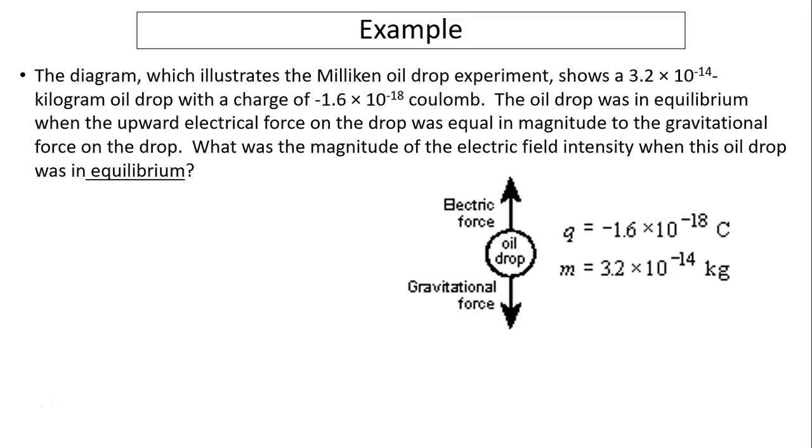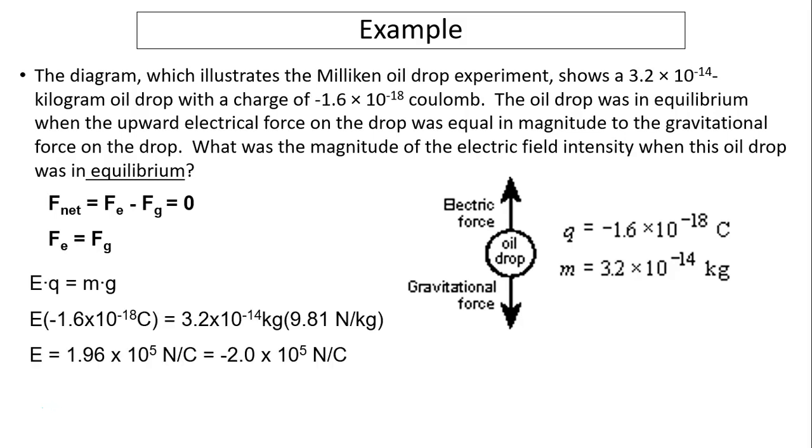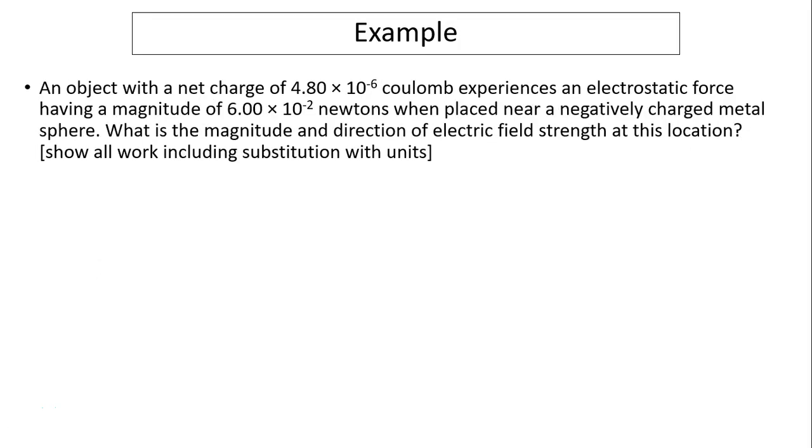So when a drop is in equilibrium, the forces have to balance. Electric force has to equal gravitational force. Electric force is E times Q, gravitational force is M times G. So from here, we can figure out E equals 2.0 times 10 to the 5 newtons per coulomb. Negative indicates direction, so the magnitude is just 2.0 times 10 to the 5th newtons per coulomb.